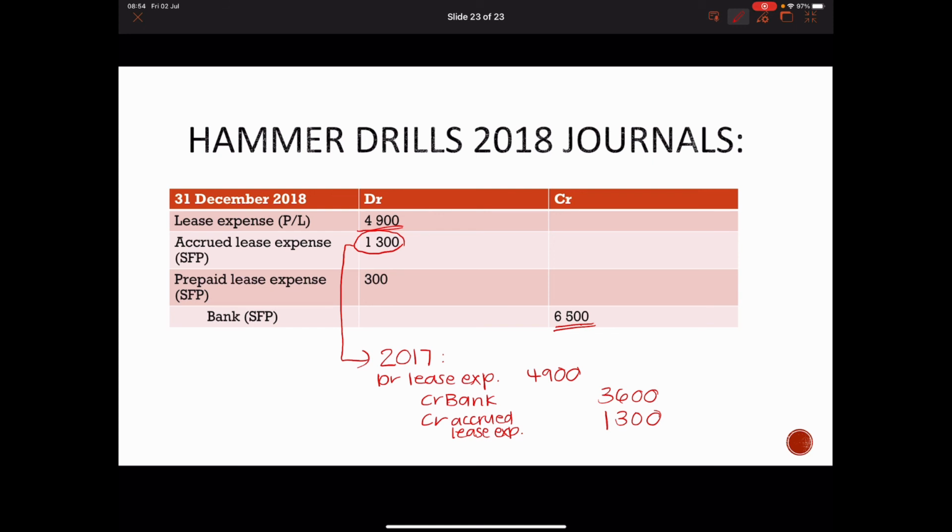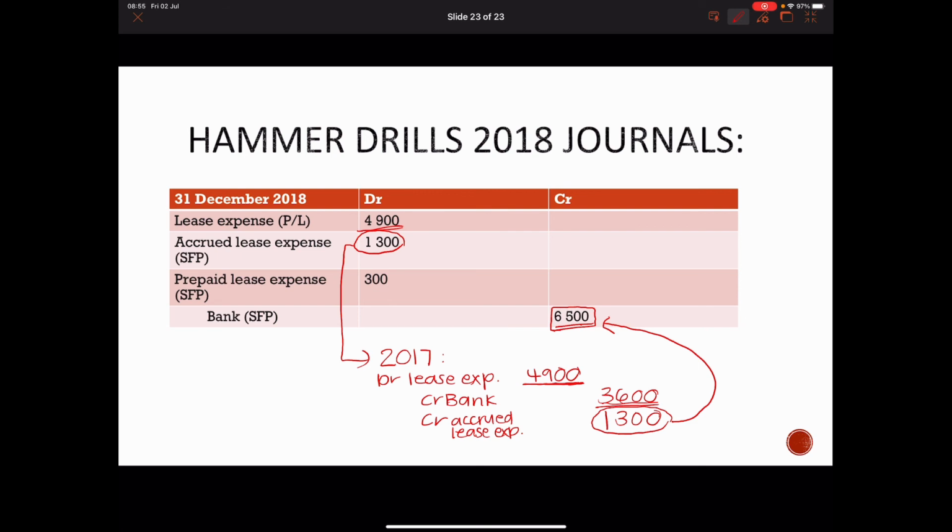This is because you only paid them 3,600 Rand, while the lease expense is actually 4,900 Rand for the period, meaning you've paid them less than what you owe them. So that then gives you accrued lease expense, which is a liability of 1,300 Rand. This 1,300, you will pay them that in the next payment, which is then in 2018. And therefore, this 1,300 forms part of the 6,500 that you pay in 2018.